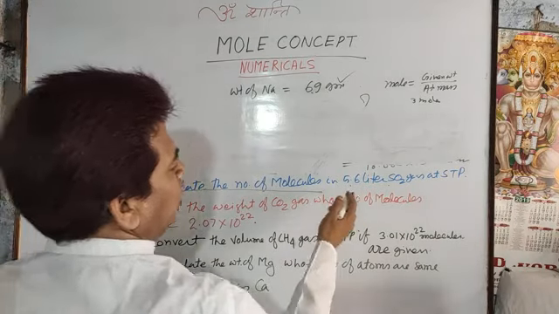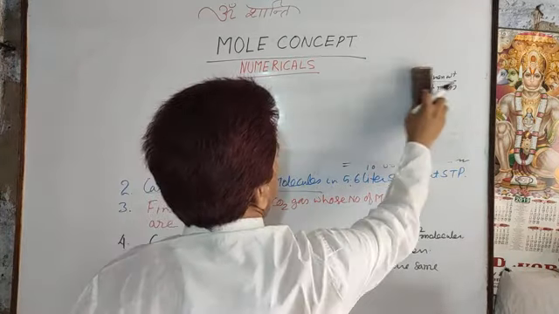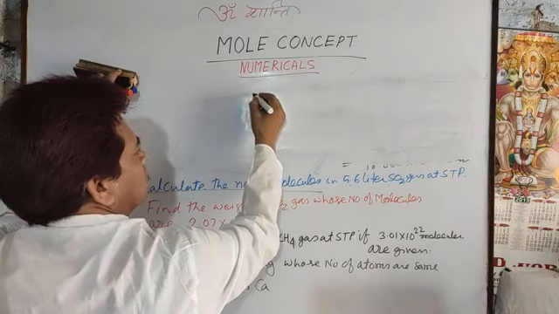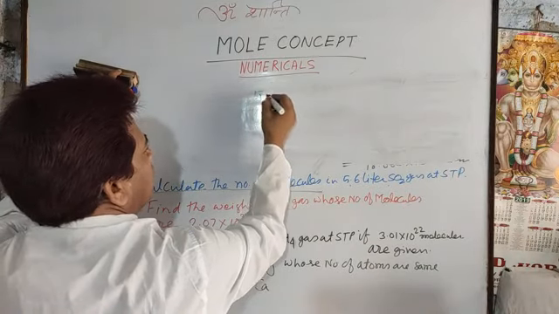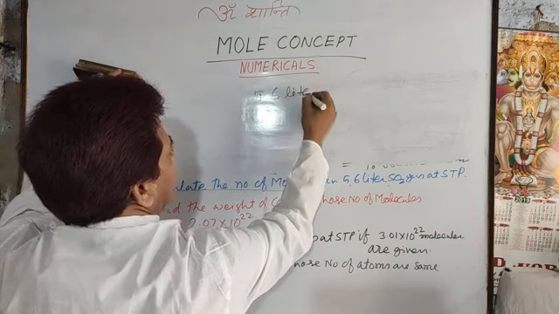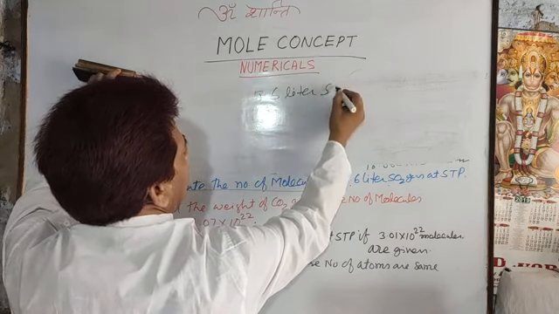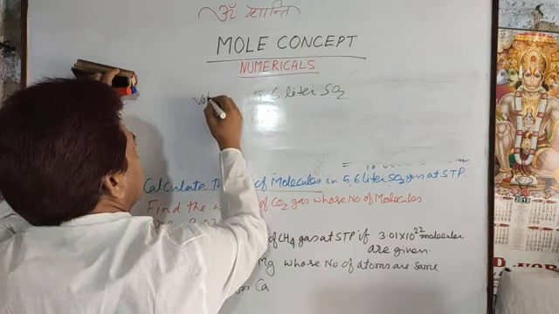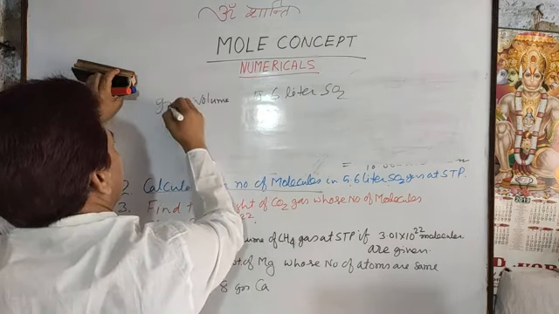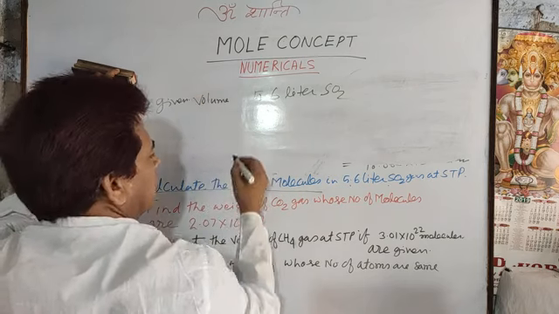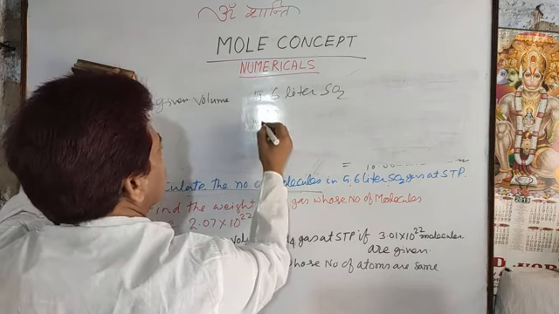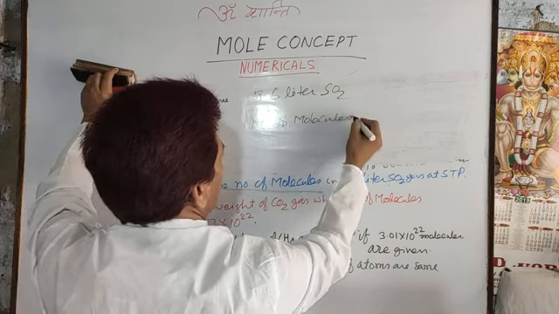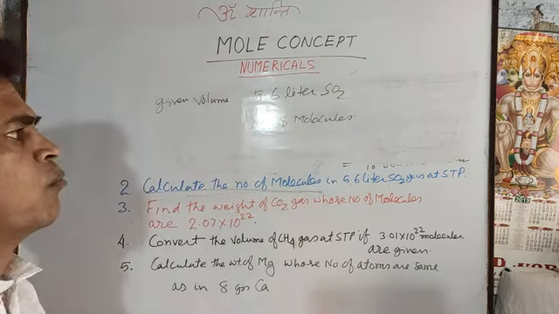Calculate the number of molecules in 5.6 liter sulfur dioxide gas at STP. So the given data here is volume, 5.6 liter sulfur dioxide gas, and you have to find the number of molecules, question mark. So first you write the first line from the mole concept.